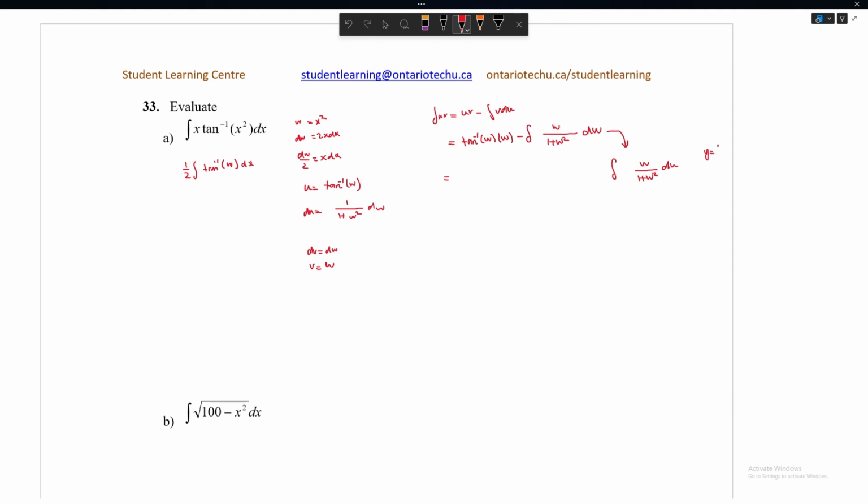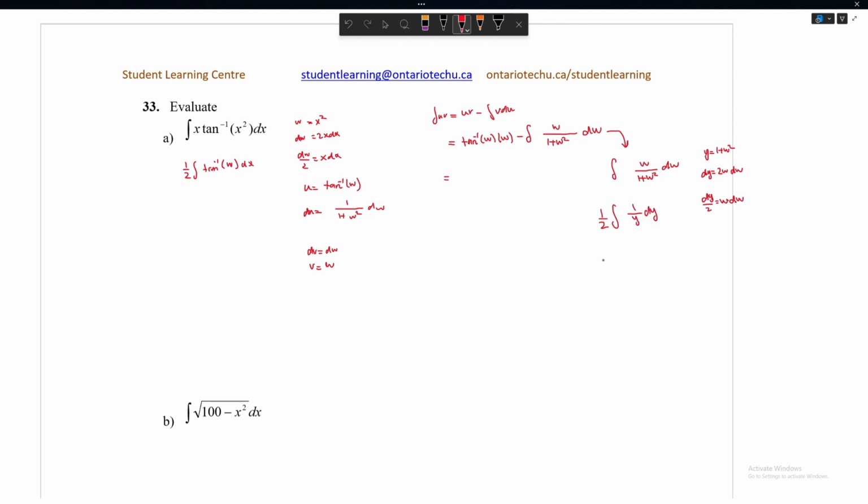y equals 1 plus w squared, and my dy equals 2w dw. Okay, and so now I've got to isolate: dy over 2 equals w dw. Sub that in, you get the integral of, what do we have here? Gotta plug in that, plug in this. I'll get 1/2 on the outside, and I'll get 1 over y dy.